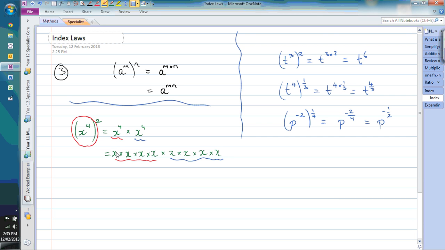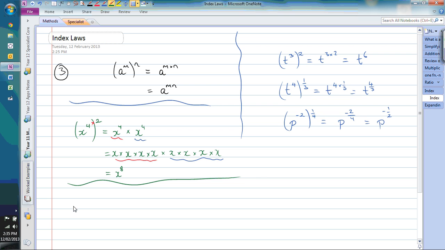So in total, we're going to have 1, 2, 3, 4, 5, 6, 7, 8, or 2 lots of 4 x's. So 1, 2, 3, 4, 5, 6, 7, 8 x's multiplied together is the same as x to the power of 8. And of course, the shortcut method for that would be to go 4 times 2. 4 times 2 is 8.